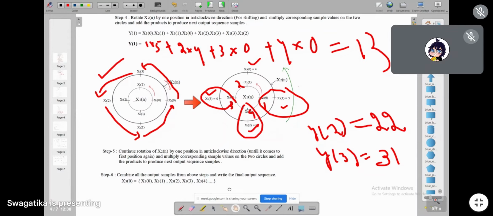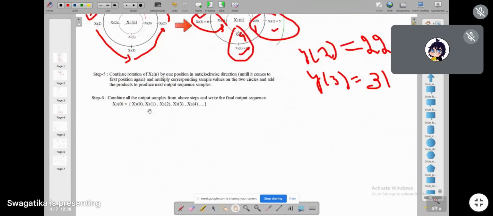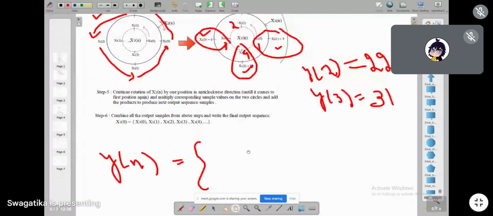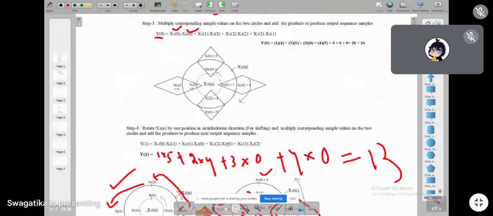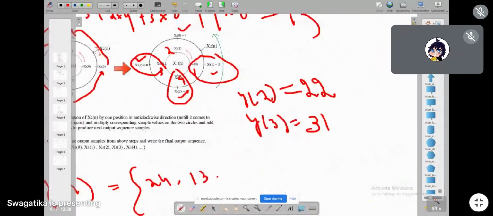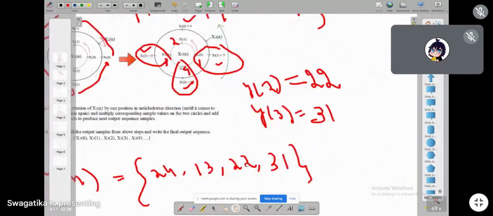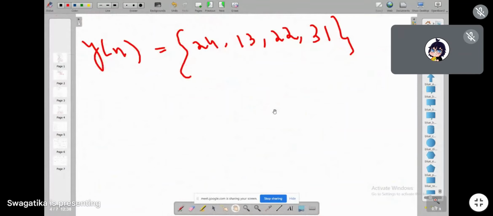Okay. Now the final one will be y of n is equal to: the first element was 24, then 13, 22 and 31. Correct. This is the output sequence. Yes or no? Yes, ma'am.